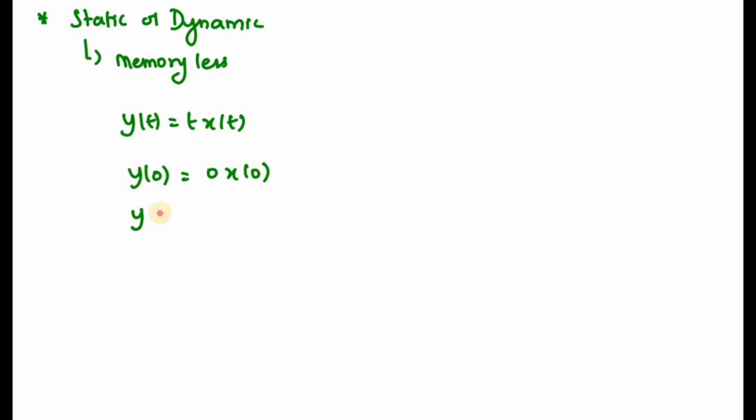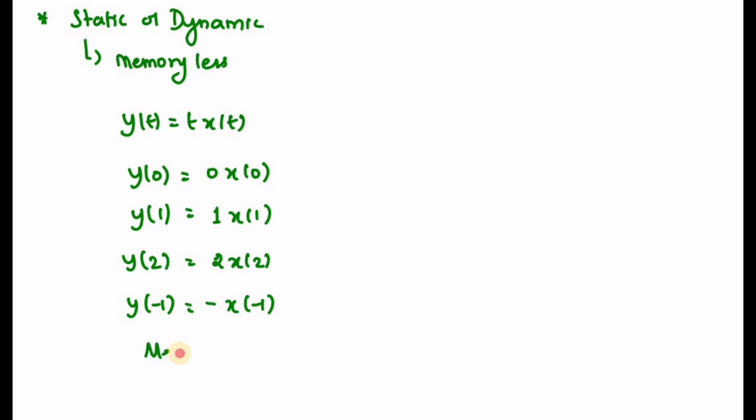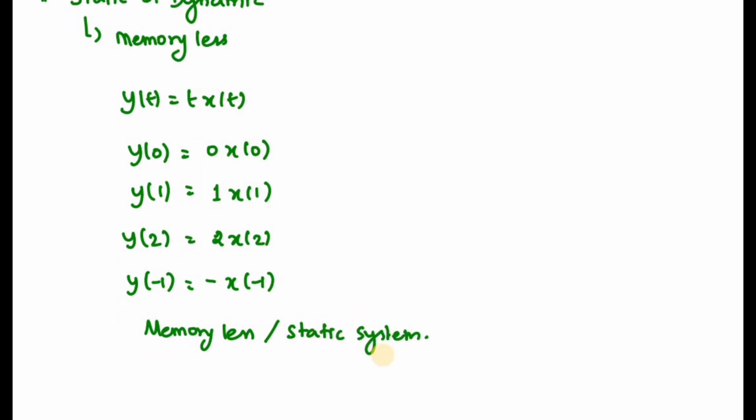So if I substitute 1, I will get 1 into x of 1, right? So this is also present. If I substitute 2, I will get 2 into x of 2. So if I substitute minus 1, that is minus x of minus 1. So it is memoryless, or it can also be called a static system.